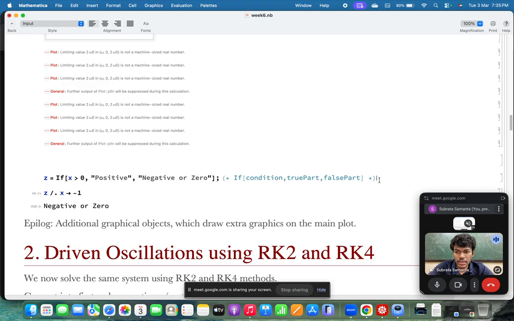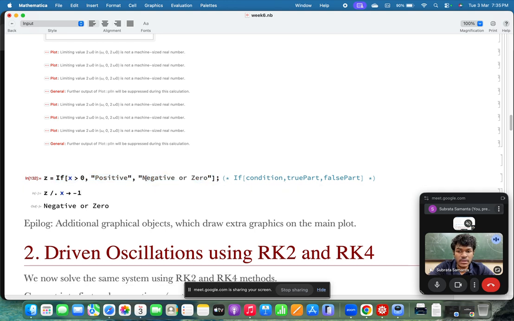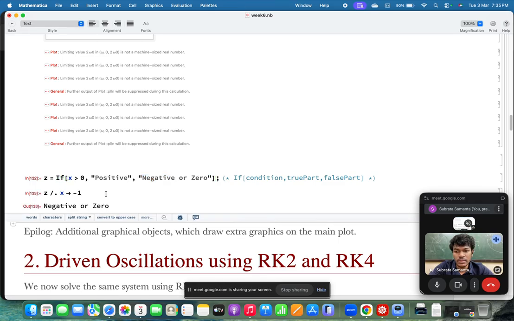I assign this to a variable z. Now I calculate z at x equals minus 1, so z slash dot x goes to minus 1. Now z is my conditional expression. What should it return? It returns the false part, because x is not greater than 0, so this is a false statement. So it returns negative or 0, and you see this is negative or 0.